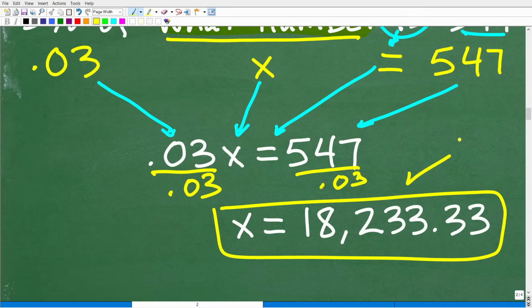Well, this is how much 5 widgets cost. Not one widget, that's 5 widgets. All right, so now that we know the price of 5 widgets, you can see this is going to be pretty easy to determine the price of one widget.